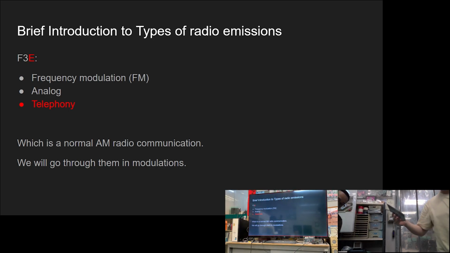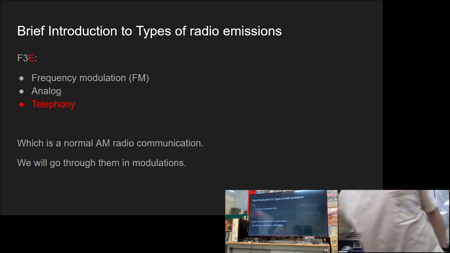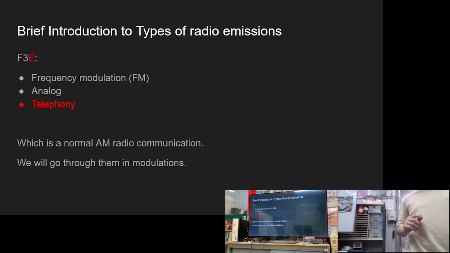CW is A2A or something. A1A, yeah. And SSB should be A3E. SSB is just the same as A3E. The first letter, so I will use F3E as an example, explaining why.